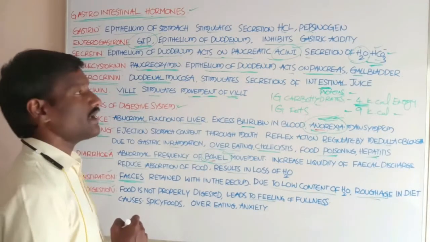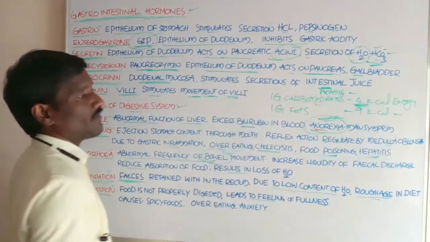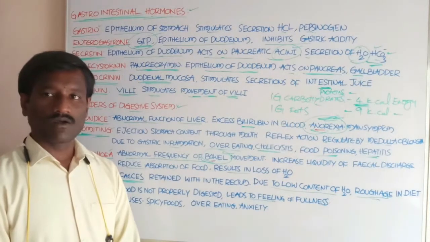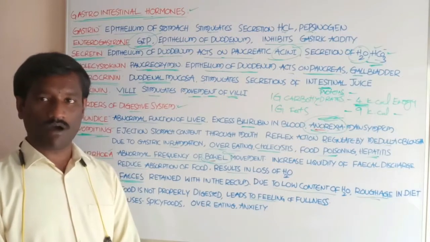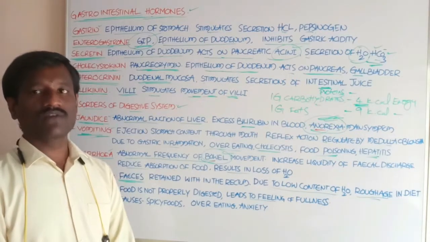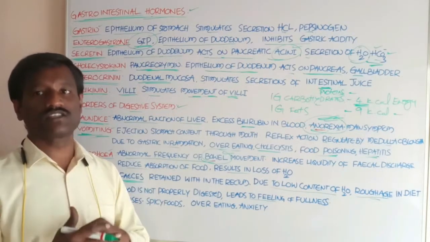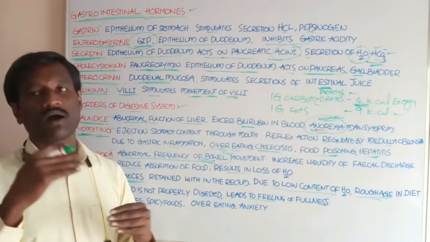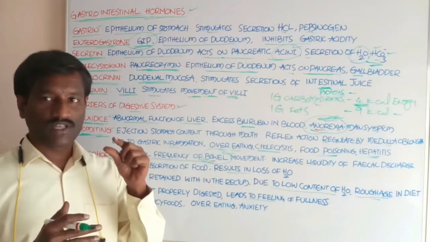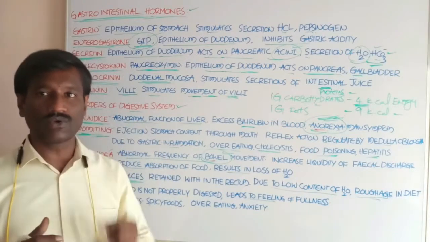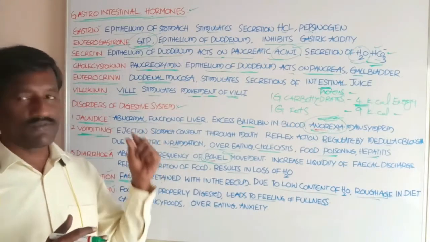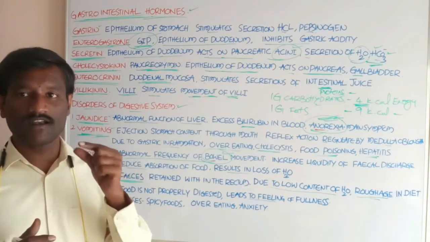Okay students, next, what about the content present in daily food? Mainly it is in the form of complex macromolecules. These are carbohydrates, proteins, and fats. After digestion, these are converted into simple absorbable substances. Carbohydrates are converted into simple sugars, proteins are digested into amino acids, and fats are digested into fatty acids and glycerol.